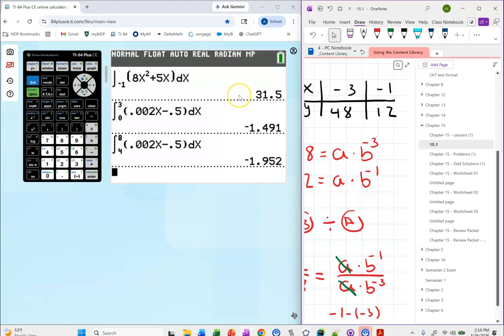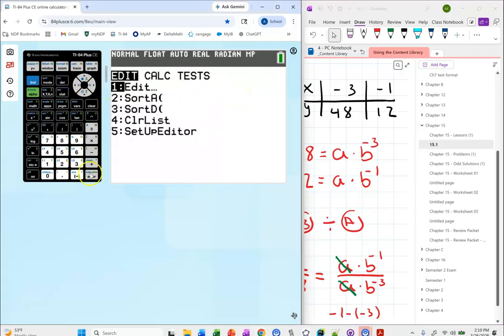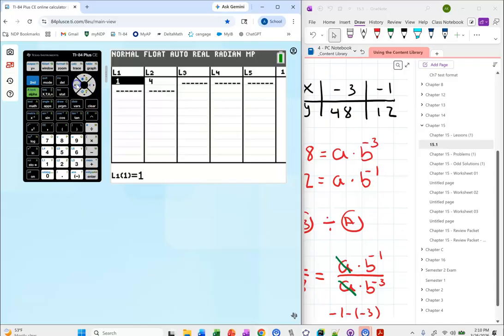So where do I go to type in my data? Stat, edit. I use L1 and L2. So in L1, I'm going to type my x coordinates, so -3 and then -1. And in L2, I'm going to type in my y coordinates, so 48 and 12.